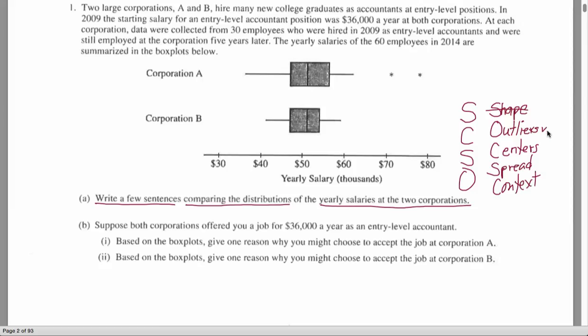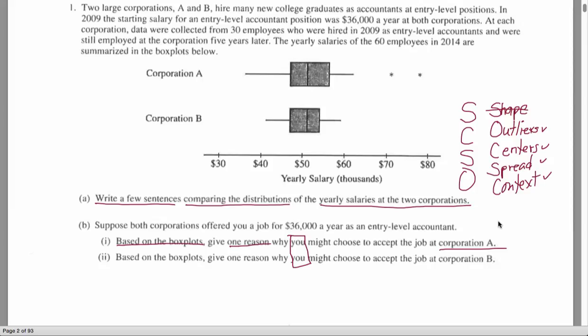So the 4 points that students needed to bring out in part A were those 4 that I've checked there. In part B, they were supposed to base an answer on the box plots and give one reason why you might choose to accept the job at Corporation A. And it turns out the word "you" is going to be very important for the context part.